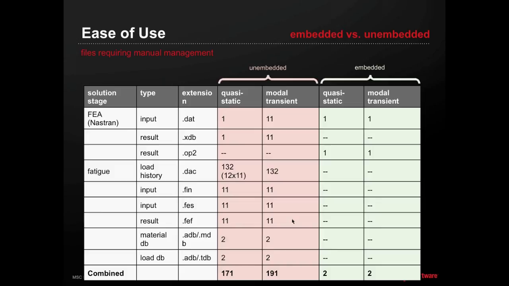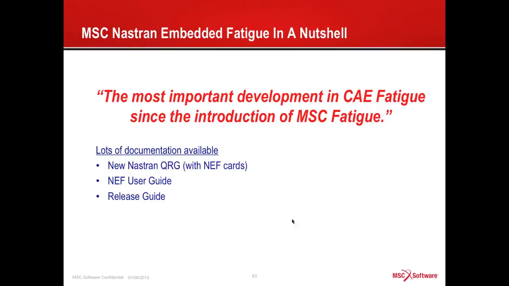So just to summarize, there are 3 different areas of benefit: solution time, ease of use in terms of number of files, and ease of use in terms of size of files. We think those are rather important benefits of this new process. So that brings me to the end of the presentation. We think this is a major enhancement to the way fatigue life can be done. We think it's the most important development in CAE fatigue since the introduction of MSC Fatigue.